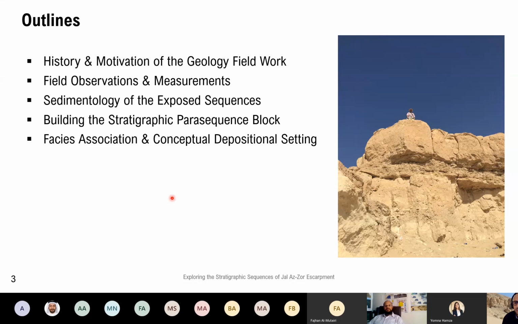So as you can see in the picture, this is Ayman at the top as a scale. You can see that we have very well exposed rocks, like what we are looking at in Utah, if we take an example, taking into consideration the scale of the exposed rock there.